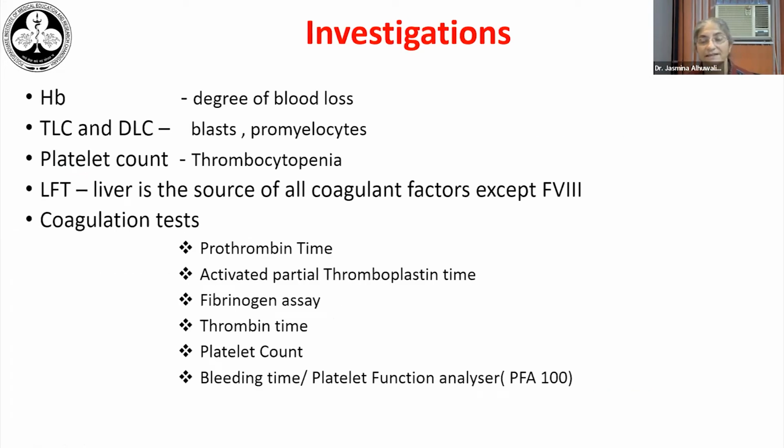So what are the baseline investigations that one needs to do in a case of bleeding disorder? The CBC is a must, because the hemoglobin would give us a degree of the blood loss and how severe the bleeding is. It's also very important if somebody wants to use a platelet function analyzer, because a low hemoglobin would compromise the testing. The TLC and DLC may give us an idea of the presence of abnormal cells like blasts and promyelocytes, which may explain the reason for bleeding. The platelet count reveals thrombocytopenia, which could be the cause of bleeding.